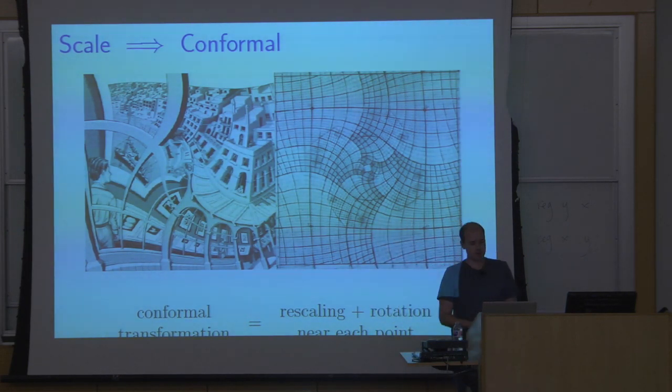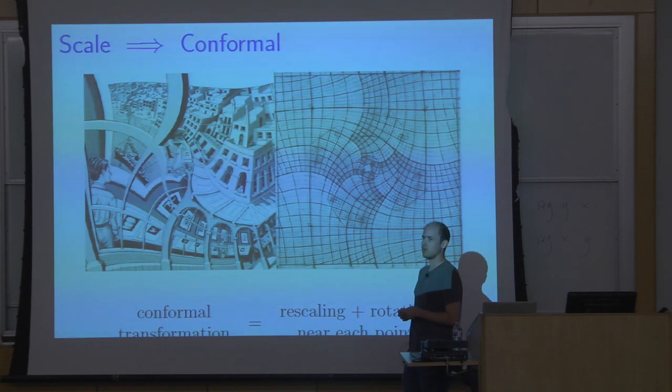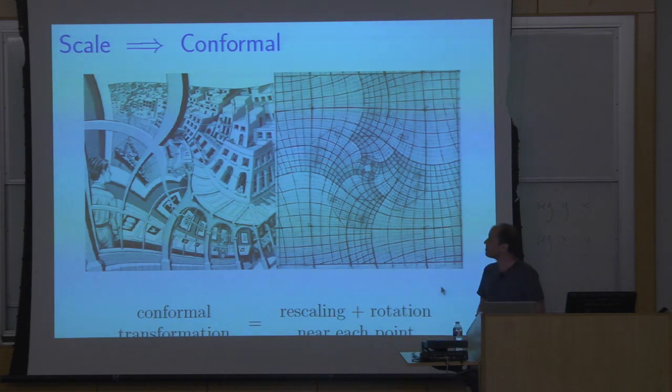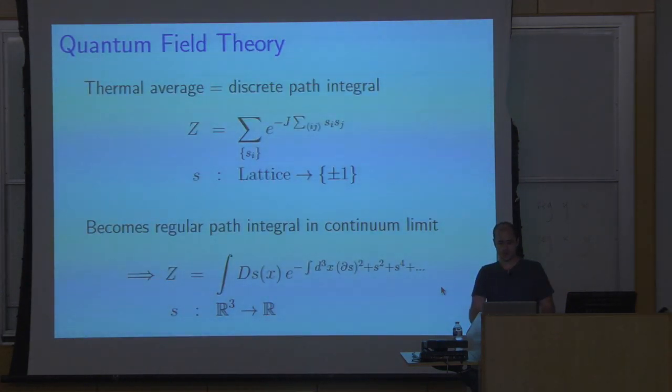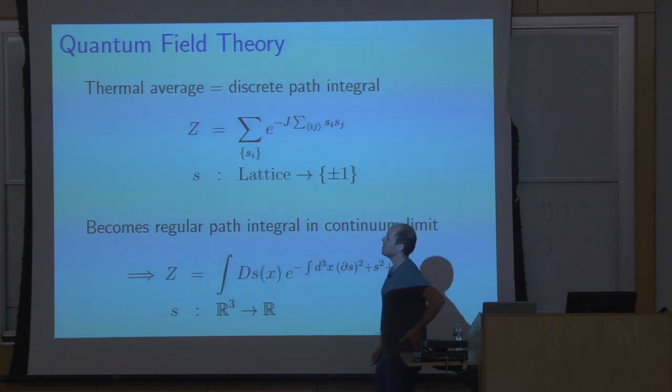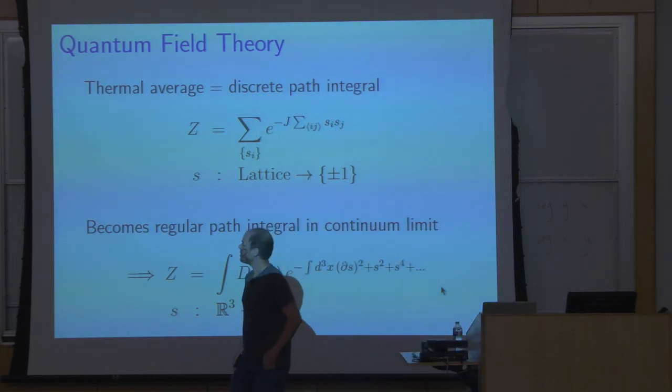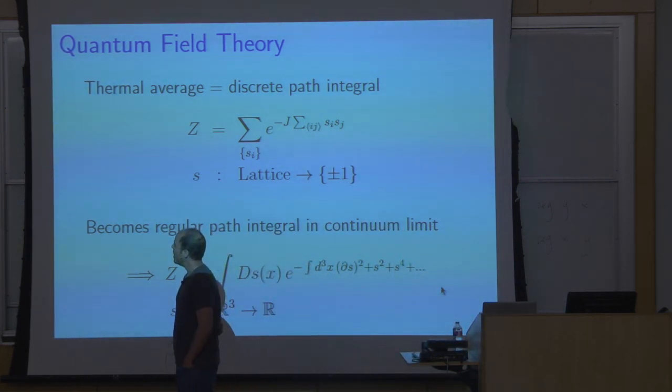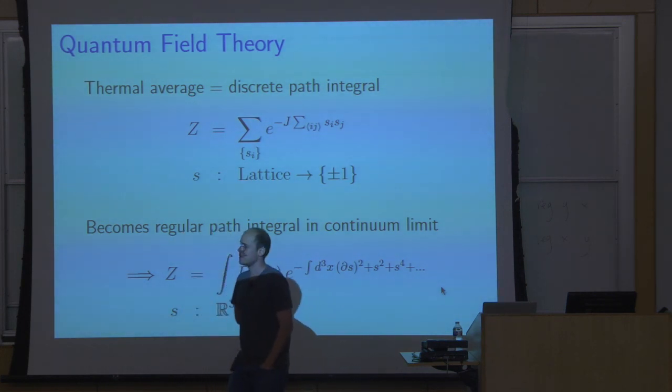OK, so conformal invariance is actually something that we get at these critical points. And conformal invariance, not just scale invariance, is extremely powerful. And we'll see why. So the last thing I need to explain in conformal field theory is the field theory part. So why is field theory relevant to these systems?